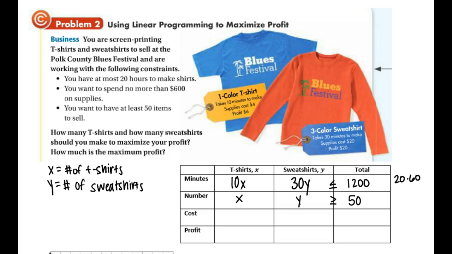The cost. It says here in the picture that supplies cost $4 for one t-shirt, so we're going to have 4x. And for the sweatshirt, it says supplies cost $20, so 20y. And it told us that we do not want to spend more than $600. So we have 600 over here, and then we're going to have a less than or equal to, because we do not want to surpass that $600.